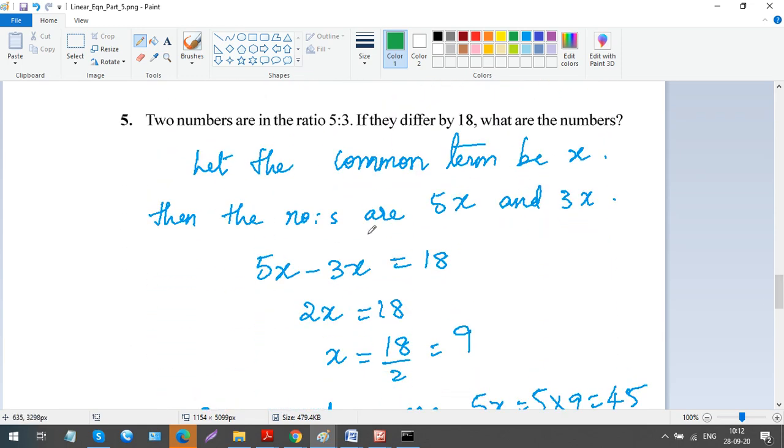Now they are saying two numbers are in a ratio 5 is to 3. See, you see these two dots? It's read as "is to". So 5 is to 3, that's all you will write. That means it is 5 divided by 3. Now, what does it mean? That doesn't mean that the numbers are 5 and 3. The numbers are not 5 and 3. They are in the ratio of 5 over 3.